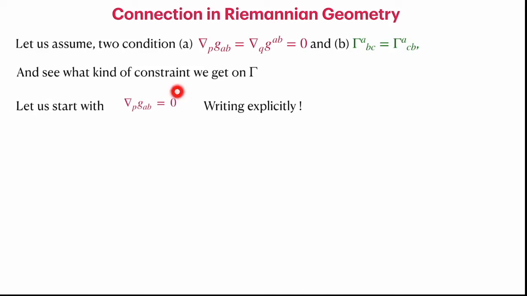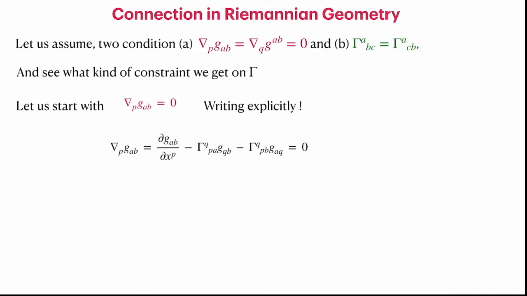Let's start by explicitly writing the condition that the covariant derivative of the metric is 0. We know how to take the covariant differentiation of a second rank covariant tensor. Explicitly, the covariant differential operator acting on the metric tensor gives a partial differentiation as the first term, and two terms connected with the connection coefficient. Carefully note the indices in the various terms. This is going to play an important role.